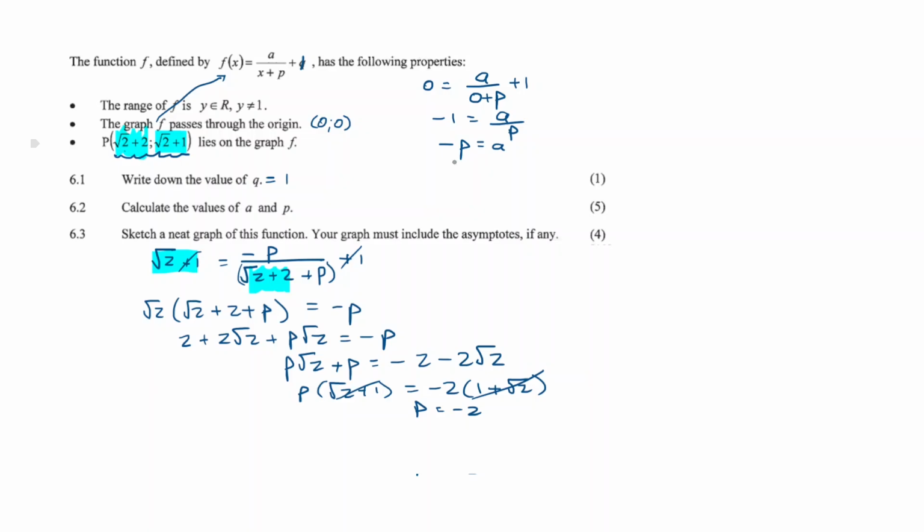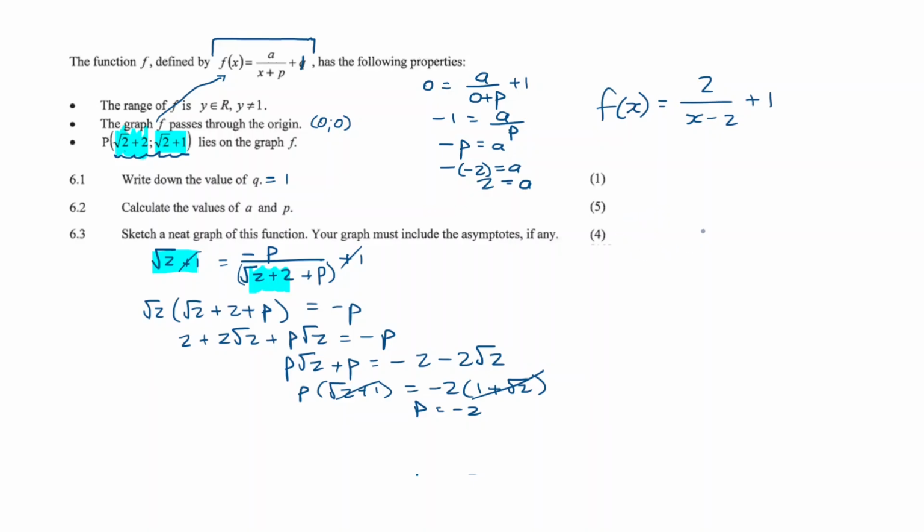And then if p is minus 2, I'm coming back up here, then minus p is a, so a would equal positive 2. So p is negative 2 and a is positive 2. Again, I'm quite a sucker for rewriting the whole equation just as a habit. And so a is positive 2, p is negative 2. And we had worked out earlier that the asymptote was 1.